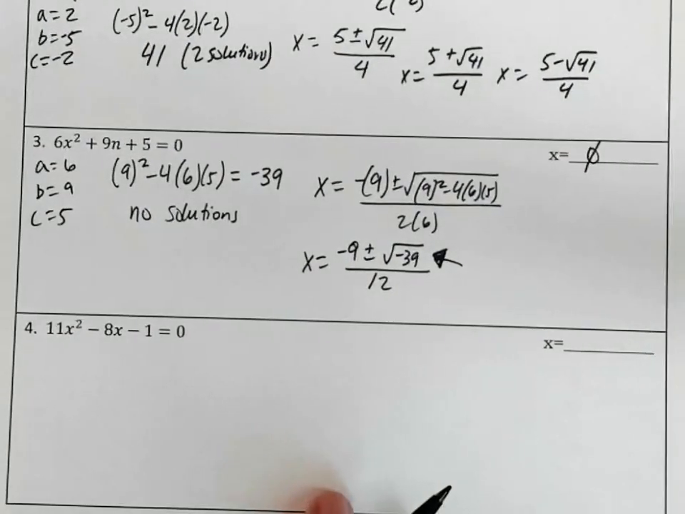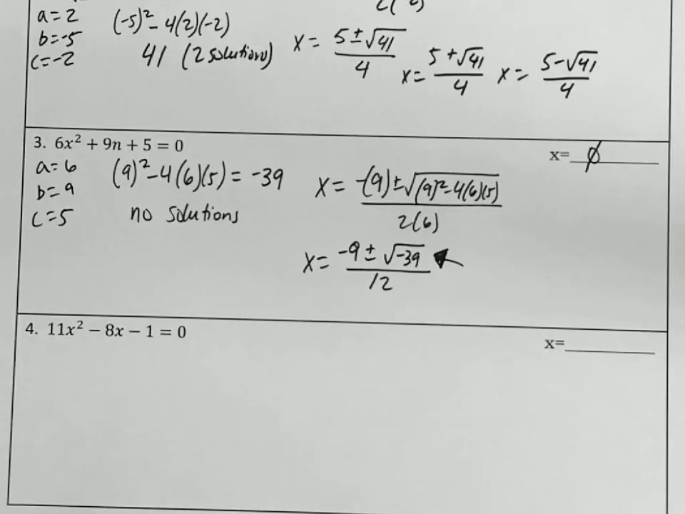All right, and the last question here that we have is number 4. Again, already in standard form, already simplified. There are no greatest common factors here. So let's go ahead and do our discriminant.